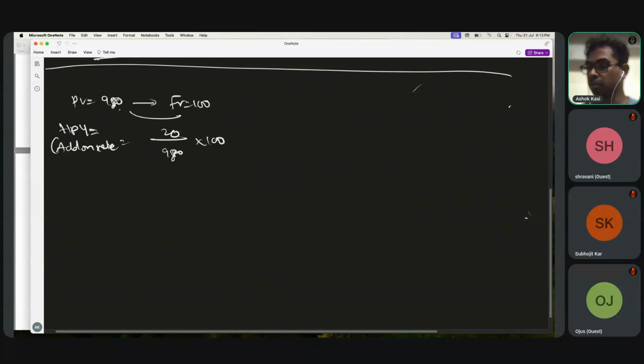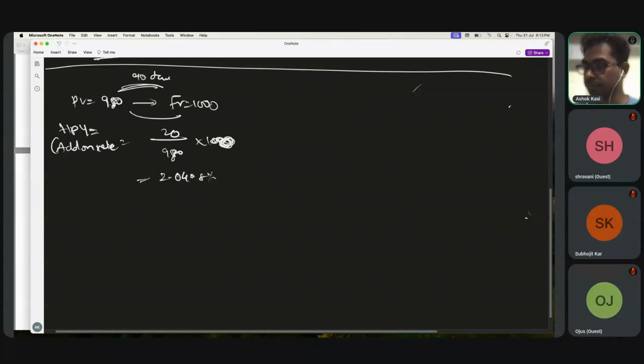Like you are buying a mango for 980 and you are selling it for 1000. To convert it into percentage, how much is it coming to? 20 by 980 into 100. It is 2.04, 2.0408 percentage.